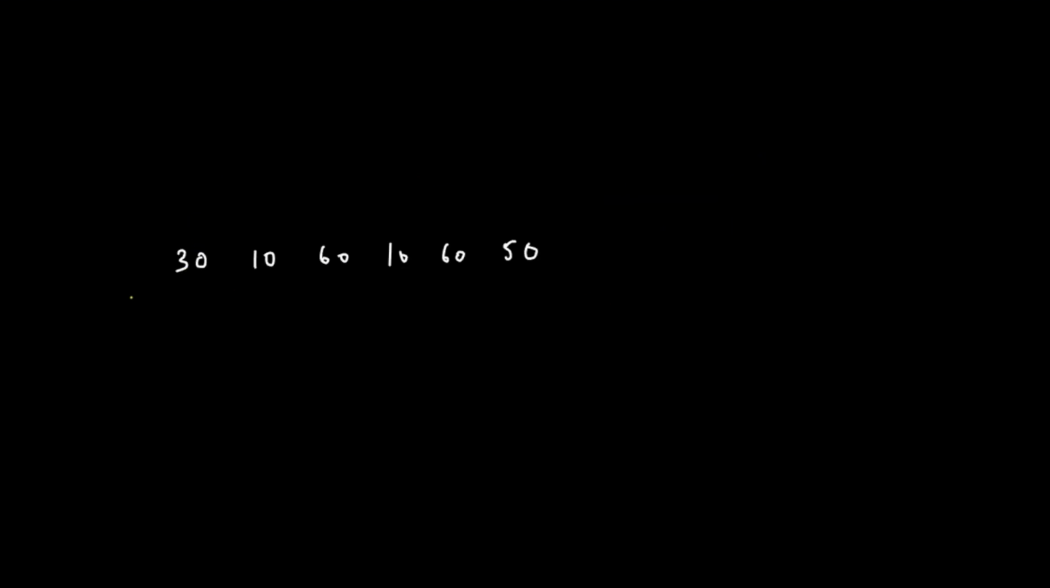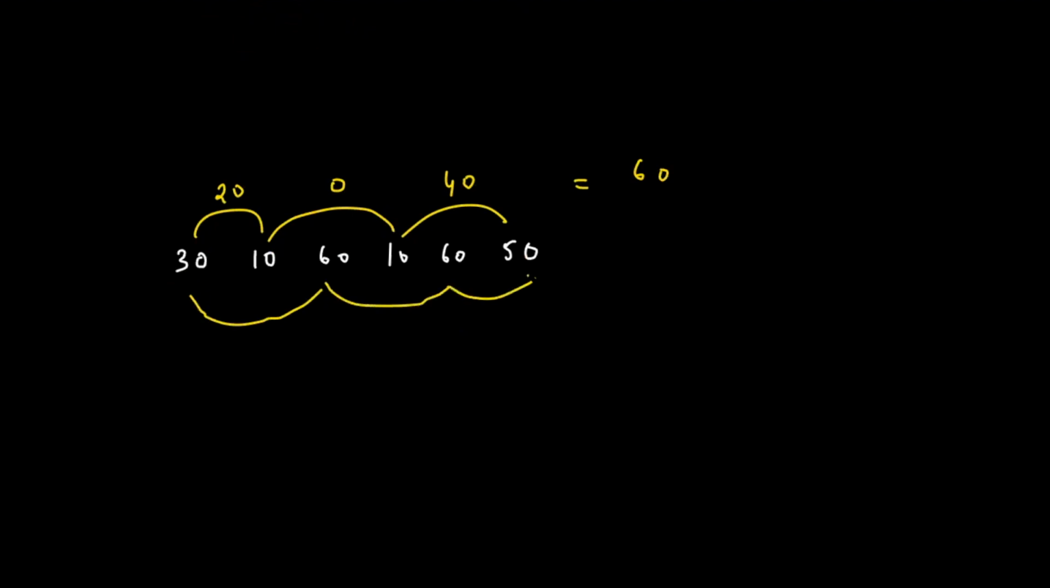So the third test case is this. Greedily, from 30 you will move to 10, because 30 to 10 costs 20, and 30 to 60 costs 30. Then from 10, greedily you will move to 10 because that costs 0. And from 10, again greedily you will move to 50. So the total cost is 20, 0, 40, which sums up to 60. But if you had moved from 30 to 60, then 60 to 60, and then 60 to 50, the cost would have been 30, 0, 10, which sums up to 40. So we figured out that the greedy approach doesn't work.